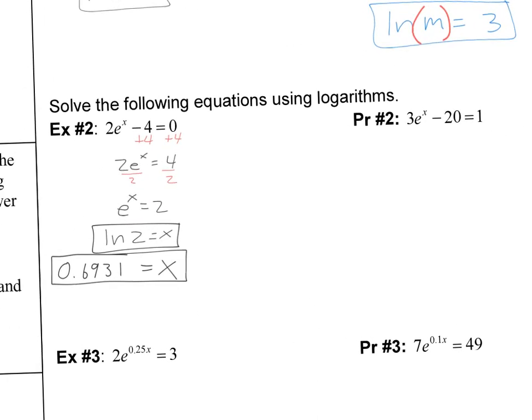Okay, so now that we've done that one, I want you guys to try this one on your own. Remember, get the e to the x all by itself first, then go ahead and solve it. And then unpause the video when you're ready to check your work.